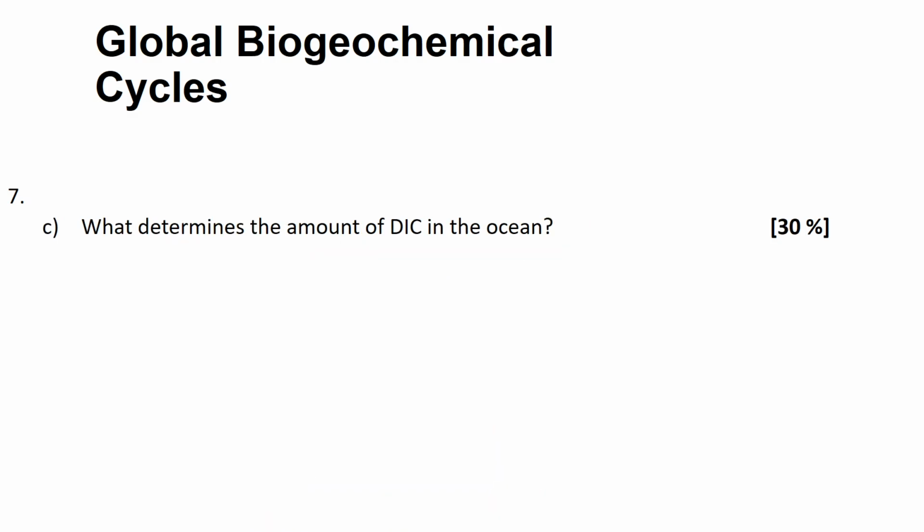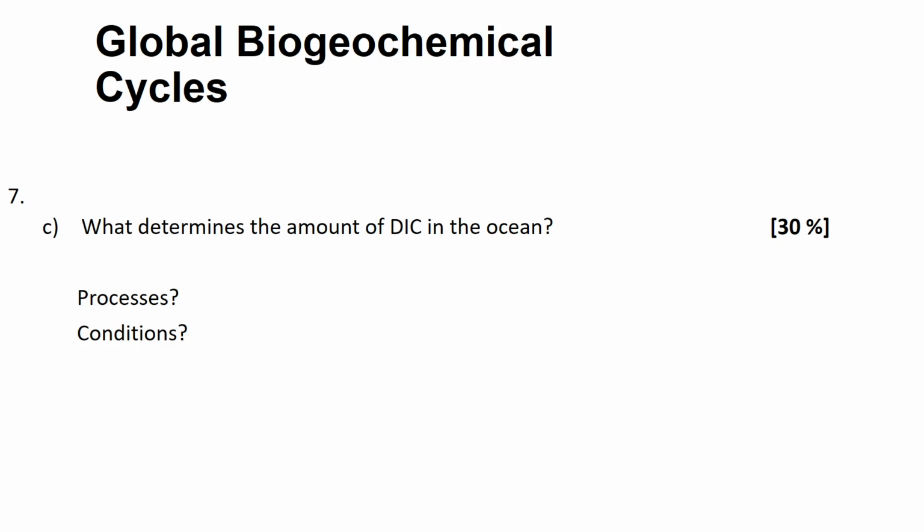Okay, so part C, what determines the amount of DIC in the ocean? So here, again, the question is quite simply worded, but can we rewrite this again in our own words, thinking about maybe we could split this up into what are the processes that determine the amount of DIC in the ocean, what are the conditions that can determine how much dissolved inorganic carbon can be in the ocean.